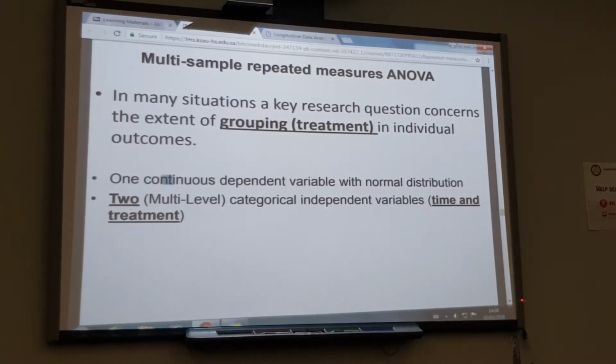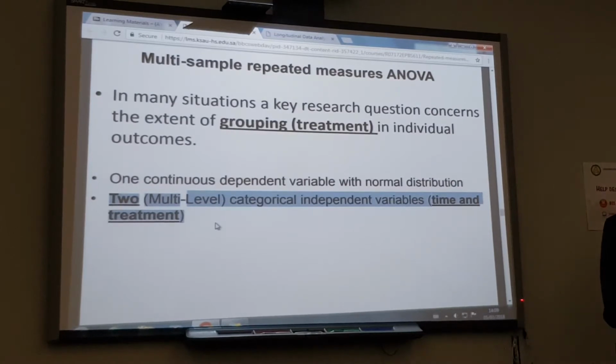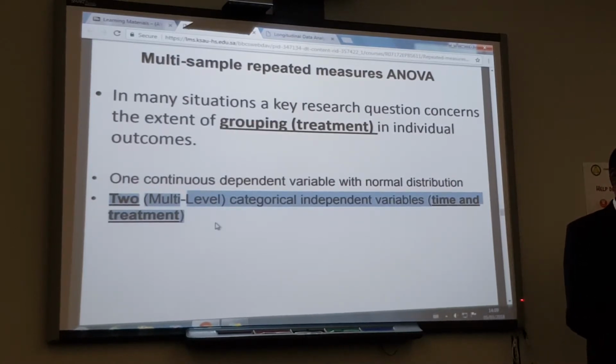You will still have one continuous dependent variable that is measured over time. You will have two factors. Where are the two factors here? Before we had one factor, which is time. Now we add the treatment to it. So now we have the treatment and the time, right?